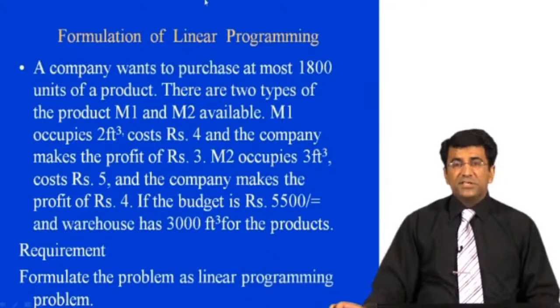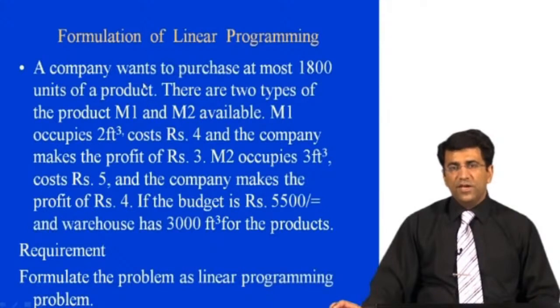Let's take another example. A company wants to produce at most 1800 units of a product. So class, in this particular statement, again we have a sort of constraint. That is, a company cannot purchase more than 800 units of a product. There are two types of the product, M1 and M2, available.